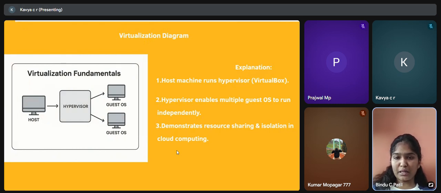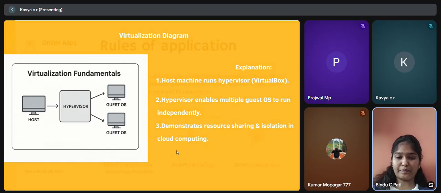Next is the virtualization diagram. In this diagram, you can see the host machine runs a hypervisor, meaning VirtualBox. The hypervisor enables multiple guest OS to run independently and demonstrates resource sharing and isolation in cloud computing. The host machine is the physical hardware in our PCs. The hypervisor is software, like the VirtualBox we have seen, that allows virtualization. Guest OS are independent operating systems running as if they are physical machines. This also shows virtualization fundamentals where multiple OS share the same hardware resources while staying isolated.